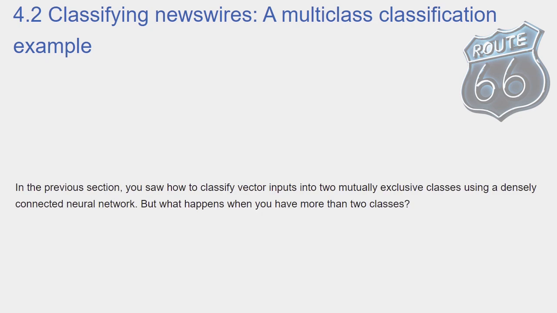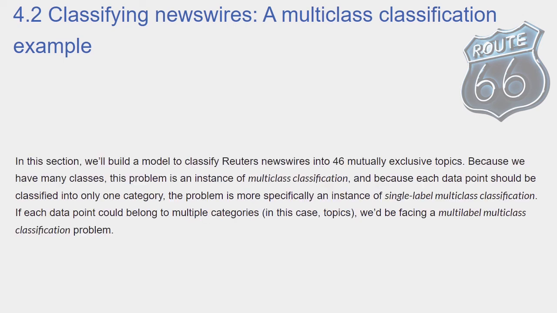Section 4.2. Classifying newswires. A multi-class classification example. In the previous section, you saw how to classify vector inputs into two mutually exclusive classes using a densely connected neural network. But what happens when you have more than two classes? In this section, we'll build a model to classify Reuters newswires into 46 mutually exclusive topics.